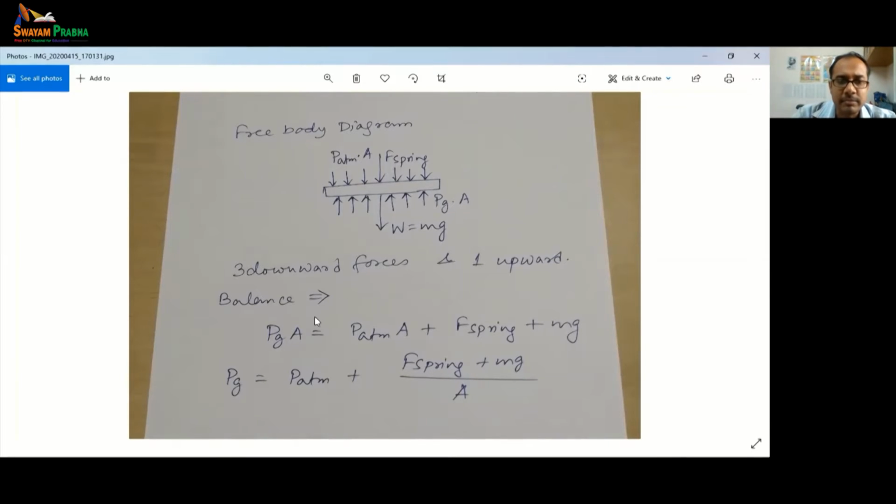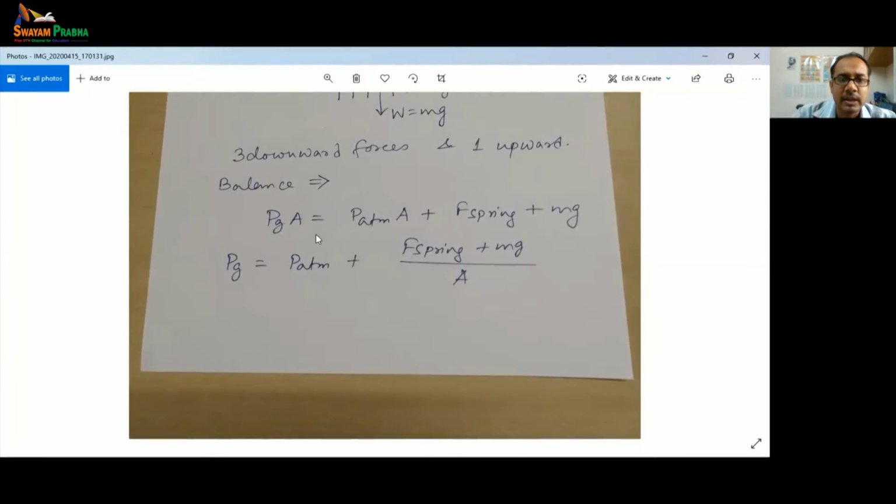So if we balance them, the upward force is Pg into A. All these three forces are balanced by the gas pressure, which is Pg into A, and that will be equal to the summation of three downward forces. One is P atmosphere into A, plus F spring, the force due to spring, plus the weight of the piston, mg. If you divide by the area, we get Pg equal to P atmosphere plus F spring plus mg, whole divided by the area of the piston.